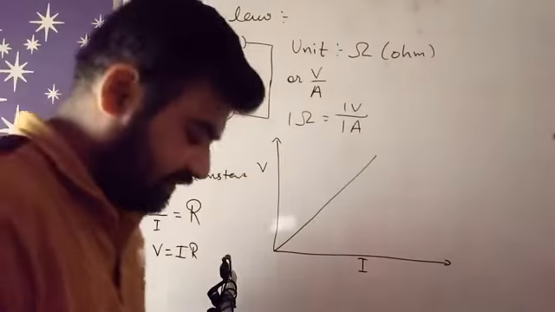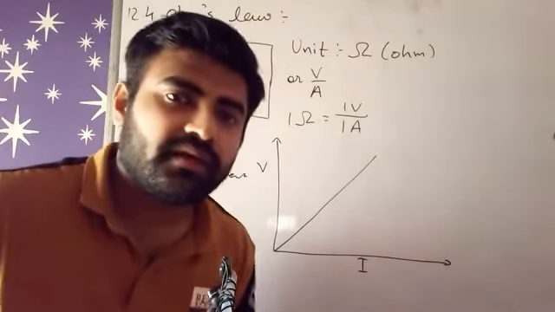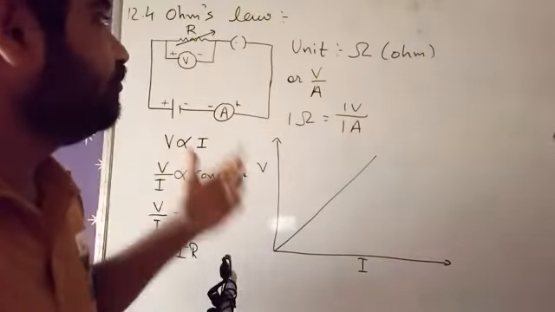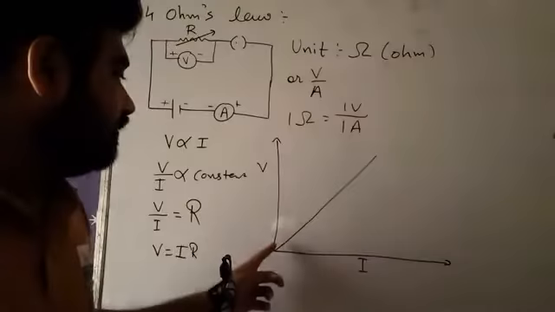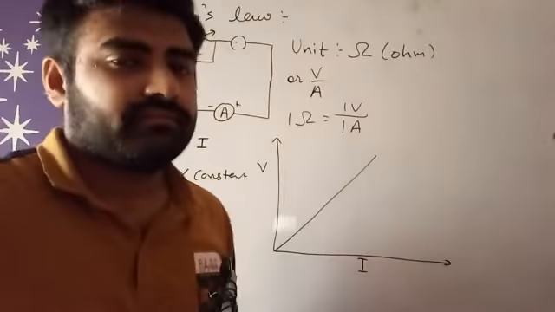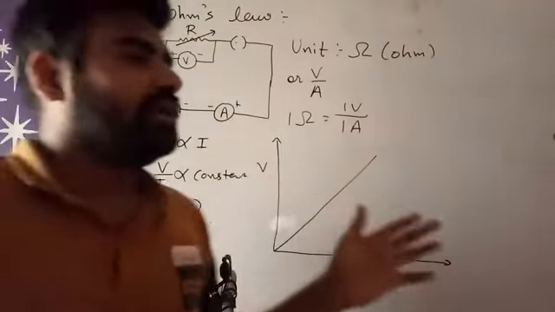But some circuits, some semiconductors like silicon and germanium, do not obey this Ohm's law, because they don't have a straight line in the V versus I graph. That's why they don't obey Ohm's law.